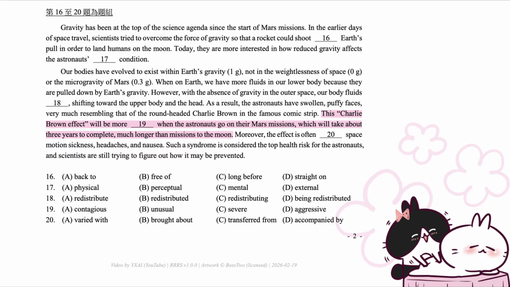This Charlie Brown effect will be more severe when the astronauts go on their Mars missions, which will take about 3 years to complete, much longer than missions to the moon. Moreover, the effect is often accompanied by space motion sickness, headaches, and nausea. Such a syndrome is considered the top health risk for the astronauts, and scientists are still trying to figure out how it may be prevented.